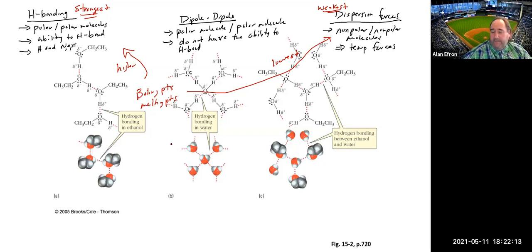So you may be asking yourself, what would be a polar molecule that doesn't have the ability to hydrogen bond? We've seen, for example, something like NF3. It has no hydrogen, so it can't hydrogen bond, but it is polar. So it would interact well with dipole-dipole interaction. Any questions on intermolecular forces and the differences between them?